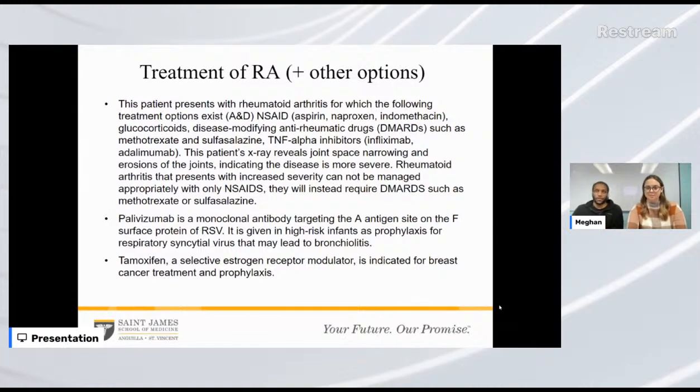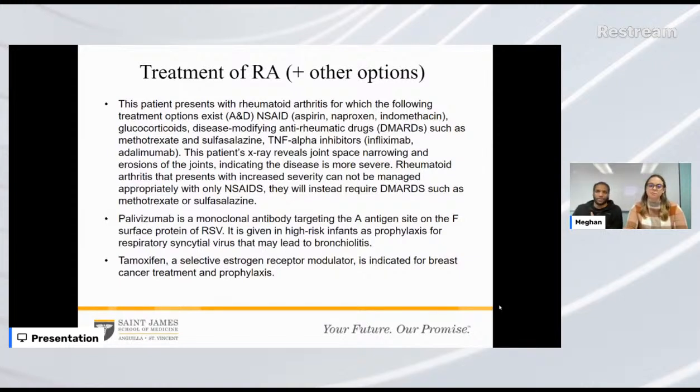The other answer choices that we haven't talked about: palivizumab is a monoclonal antibody that's used against RSV. Knowing that a patient has rheumatoid arthritis rules that one out. Anyways, it's used for RSV, so it's not one that you would use for RA. It would be inappropriate to do that one.